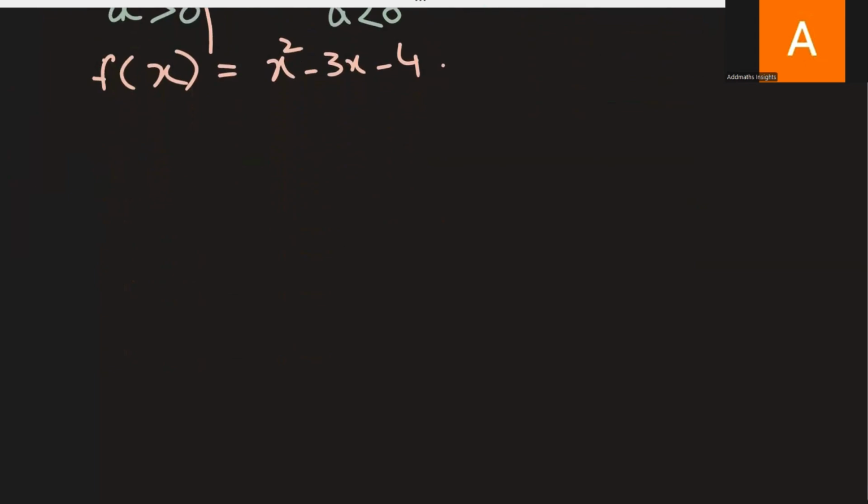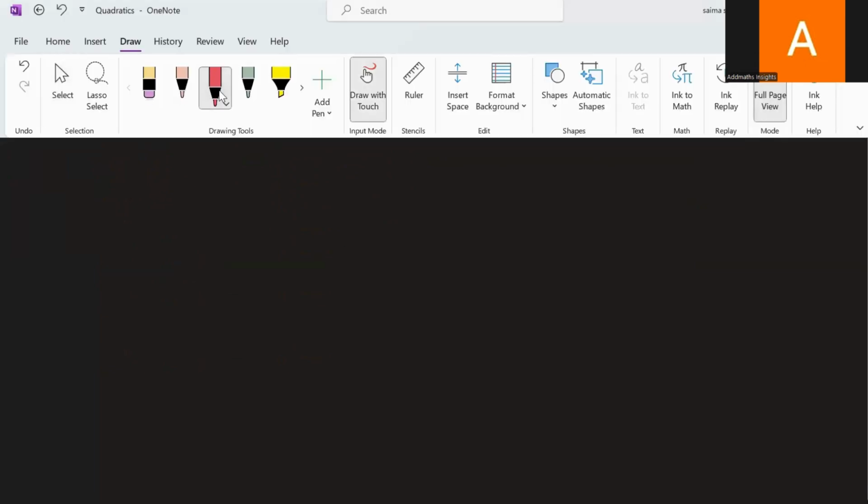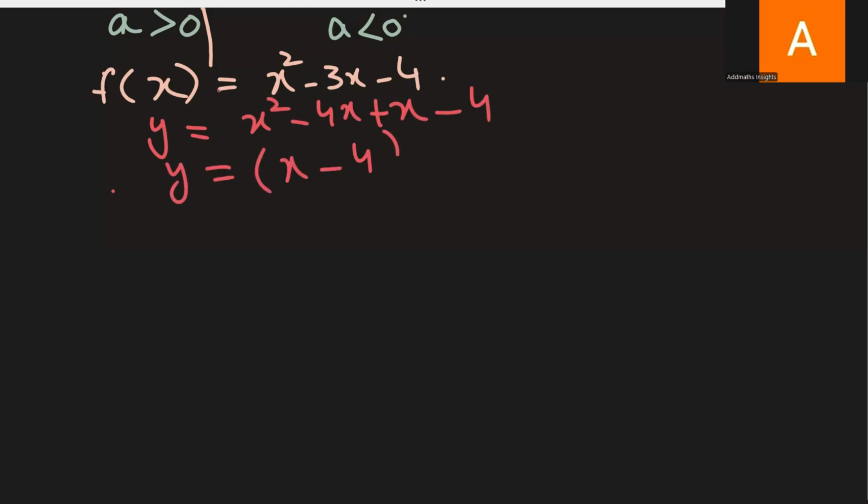In the first step, you need to check whether factorization is possible or not. x square minus 3x minus 4. So you can factorize it. f of x is basically equal to y. So you can write y is equal to, using the mid-term breaking rule, x square minus 4x plus x minus 4. Now you can write y is equal to x minus 4 into x plus 1. This is called the factorized form of the equation. So here factorization is possible.